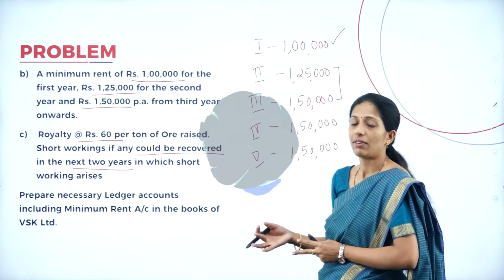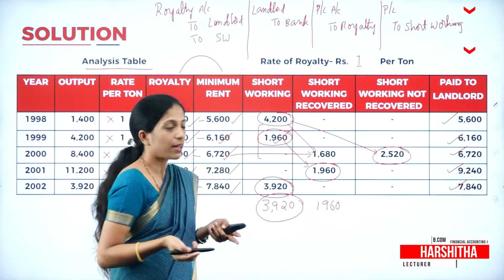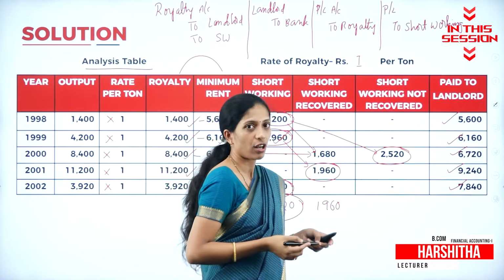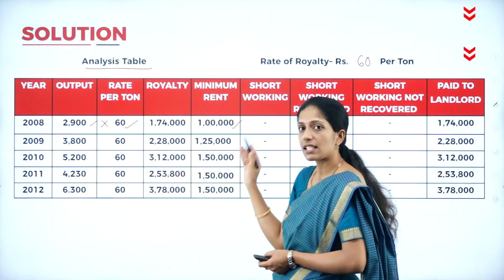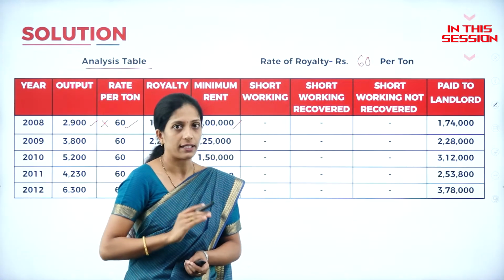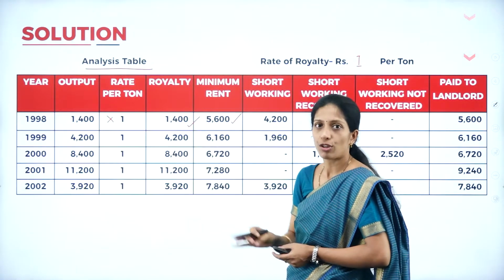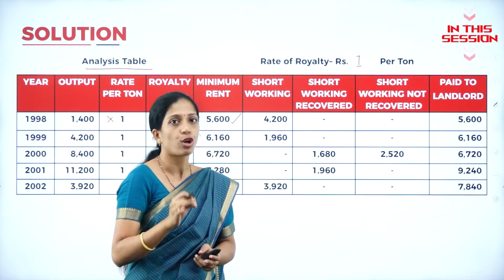If they couldn't recover, so that short workings will be transferred to profit and loss account. So in the fourth year, you are not going to transfer anything to the profit and loss account. Okay, so no need of last entry. So royalty is greater than minimum rent. So what is the amount payable to landlord? Royalty. Minimum rent is more than royalty. So thereby the difference is called as what? Short workings.